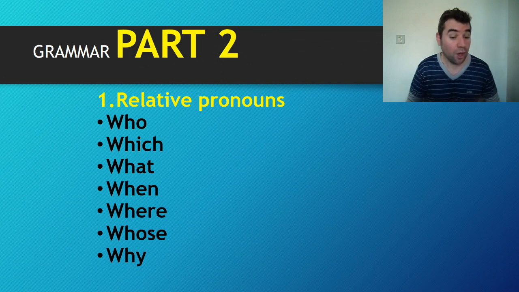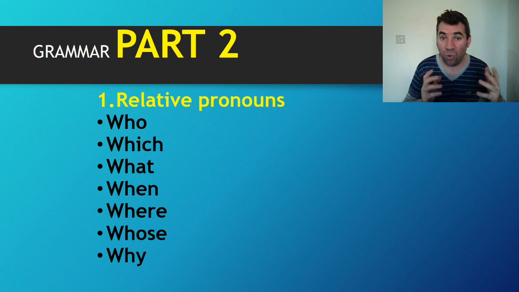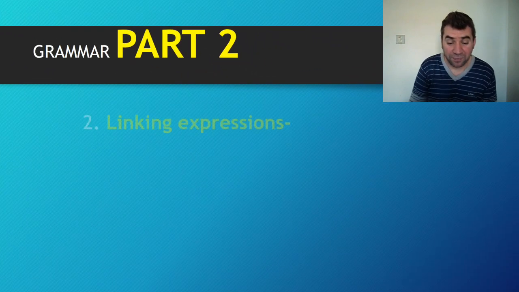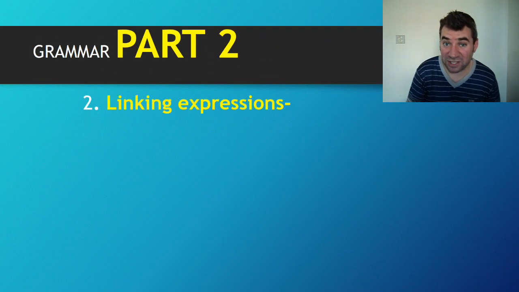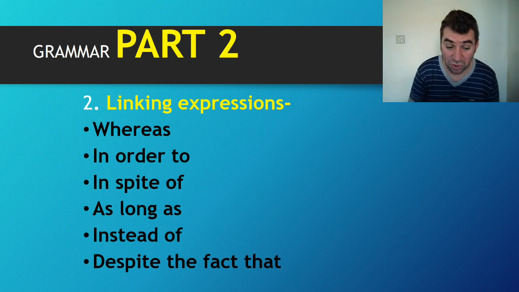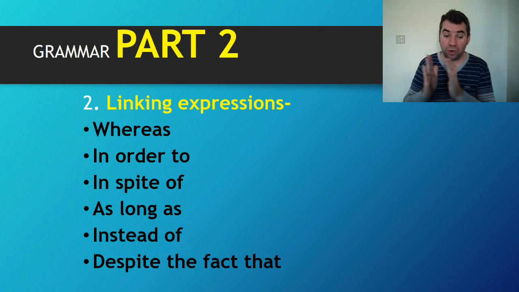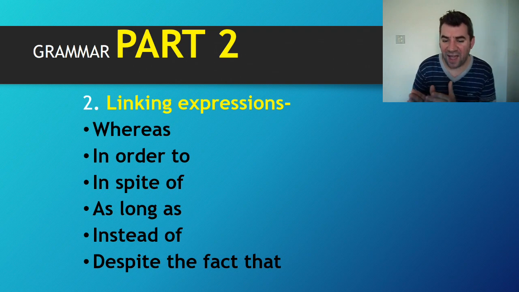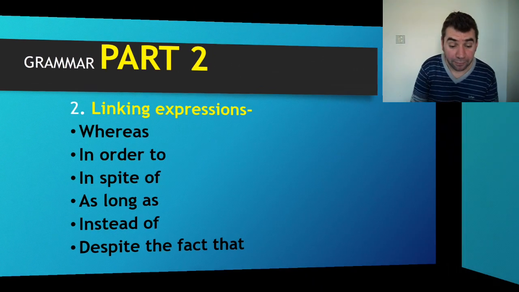Who, which, what, when, where, whose, why. Okay, all these types of things. They love these WH words. Alright. Also, linking expressions. They like these. In fact, there's one of these in the passage that I just showed you. Whereas, in order to, in spite of, as long as, as soon as, instead of, despite the fact. So some expressions there that you should be familiar with.